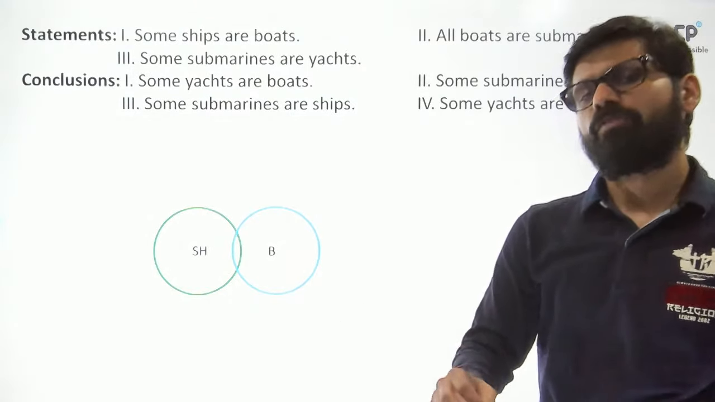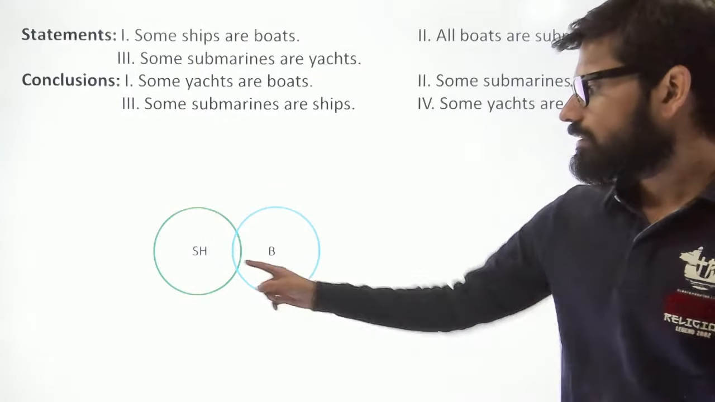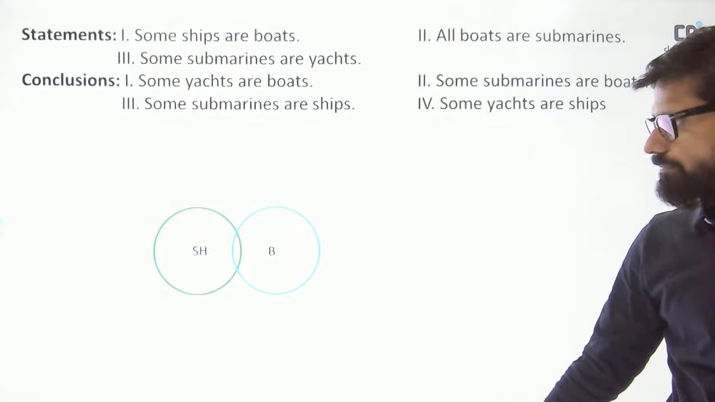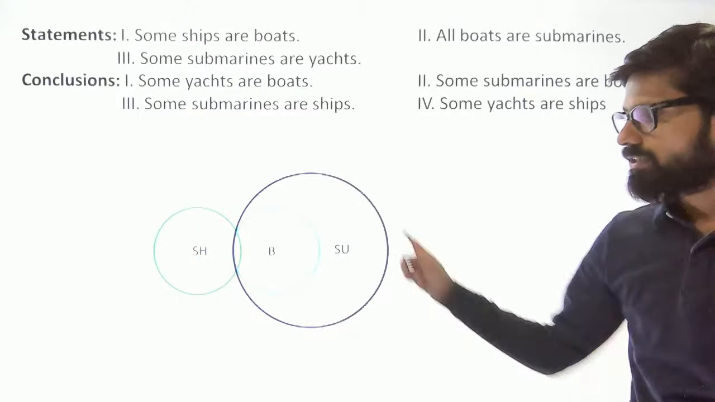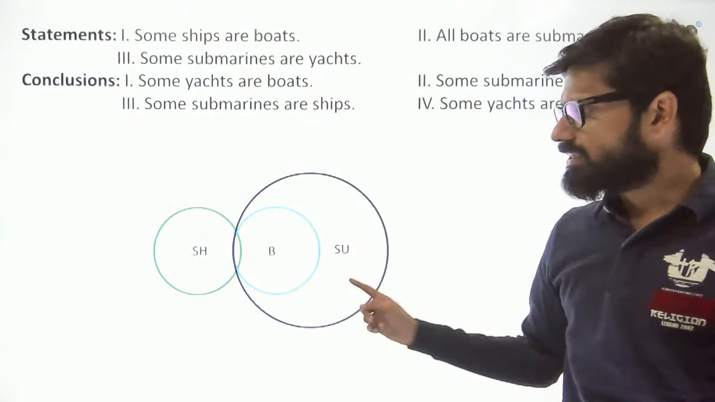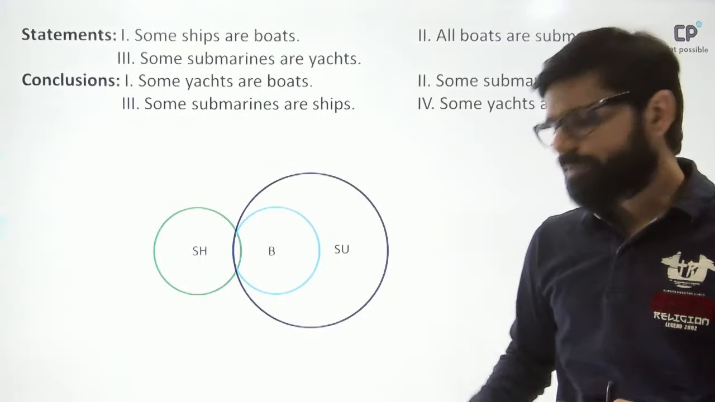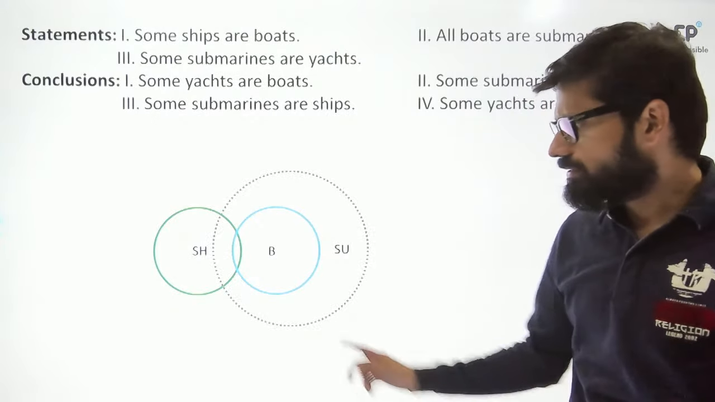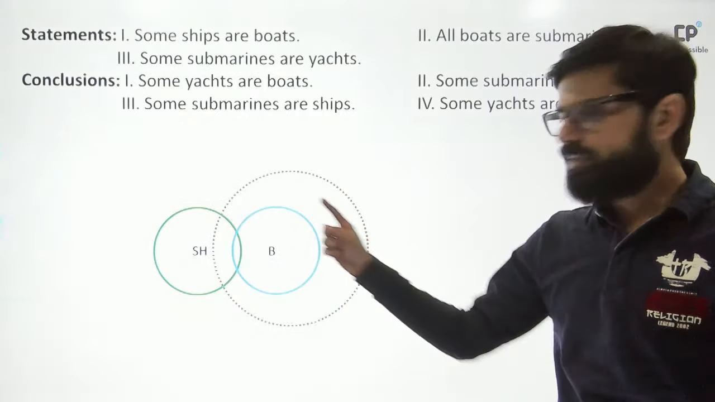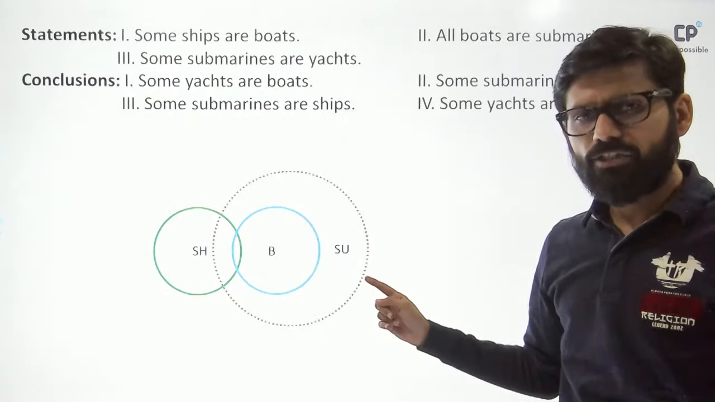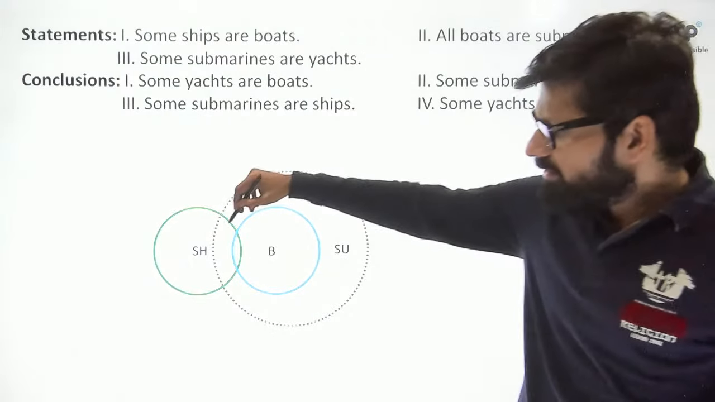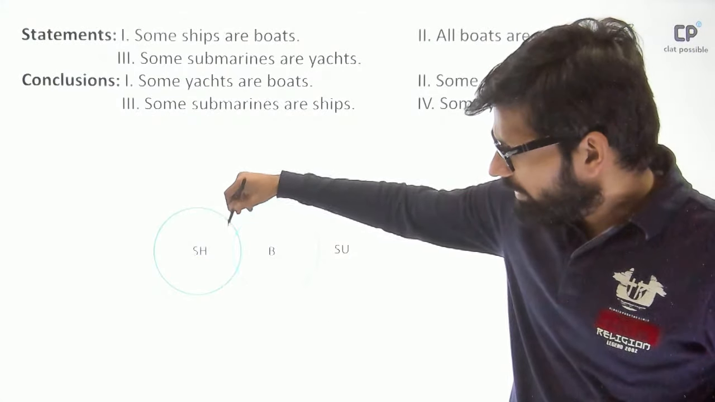So, some ships are boats. We are drawing the minimum overlap diagram. We are starting off with that. Some ships are boats. All boats are submarines. Now, when we are drawing all boats are submarines, usually people end up drawing it like this. We avoid drawing submarines in this form because it creates an extra overlap.